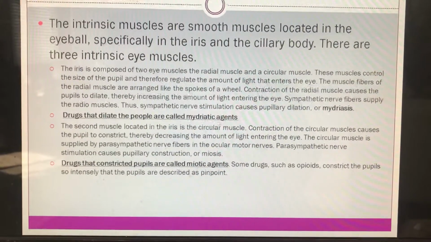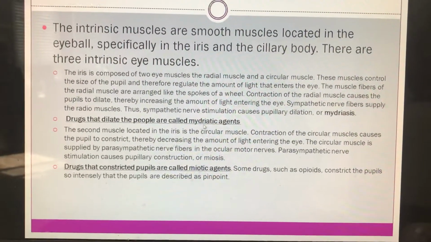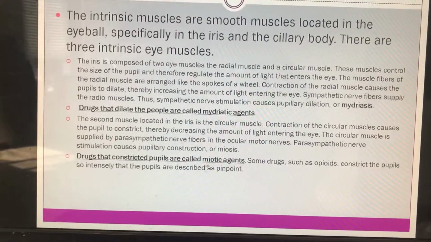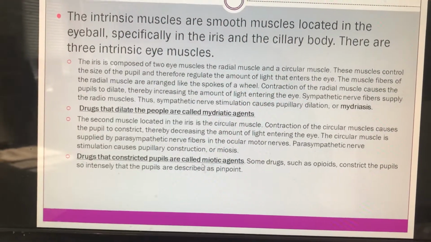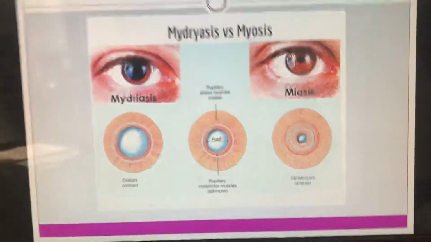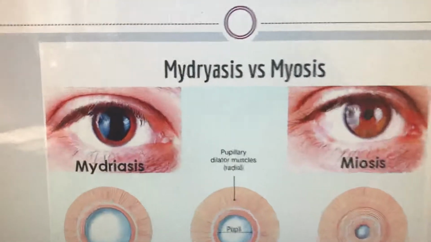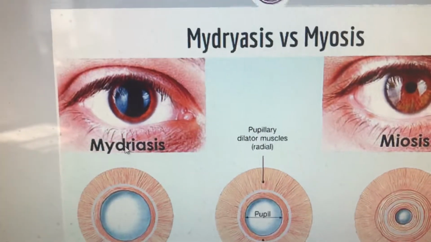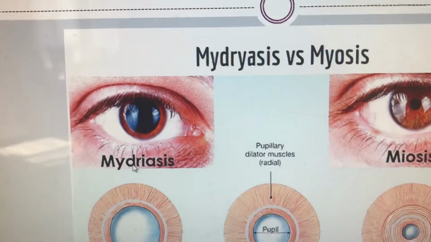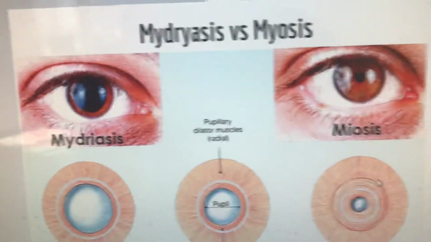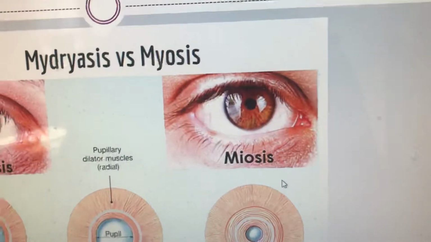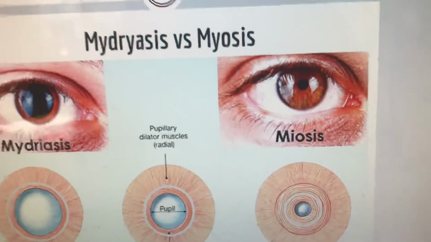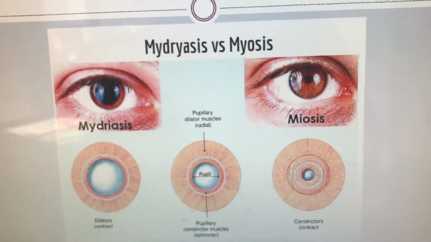So your mydriatic agents, they're going to dilate, open it up, and your miotic is going to constrict the pupils. So here's a picture here. As you can see, you can remember the mydriasis because it has a D, so it's going to dilate. And with miosis, it's constricted, so you're going to have that pinpoint pupil. Okay?